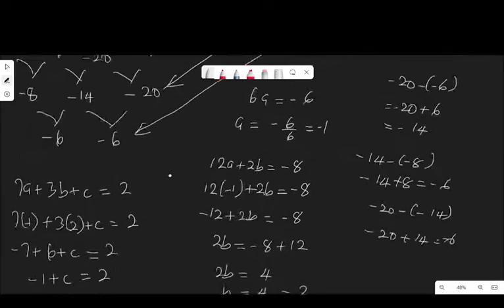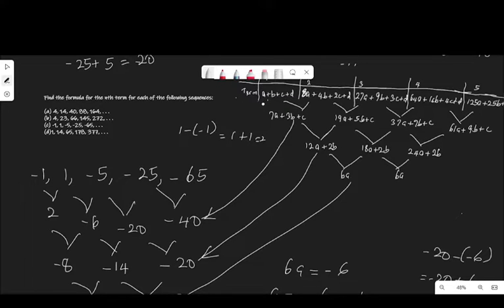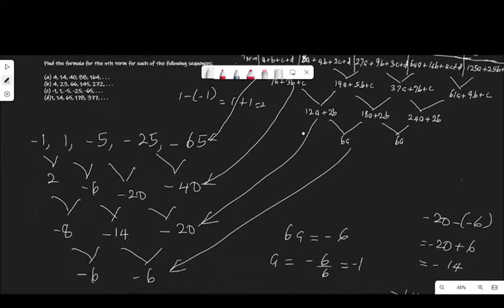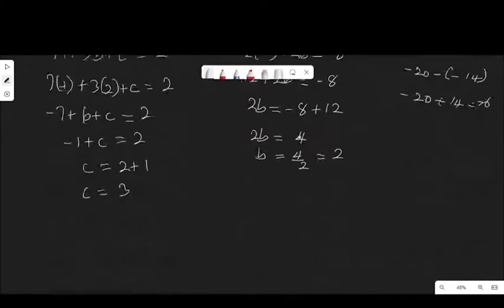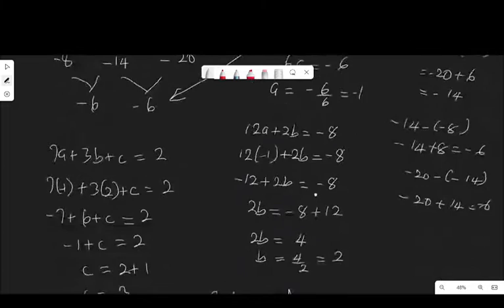And to get the value of d, which is the final variable we're looking for, we'll compare this row with this row. So a plus b plus c plus d equal to minus 1. 8a plus 4b plus 2c plus d equal to 1, and so on and so forth. Again, let me take the first one. A plus b plus c plus d equal to minus 1.